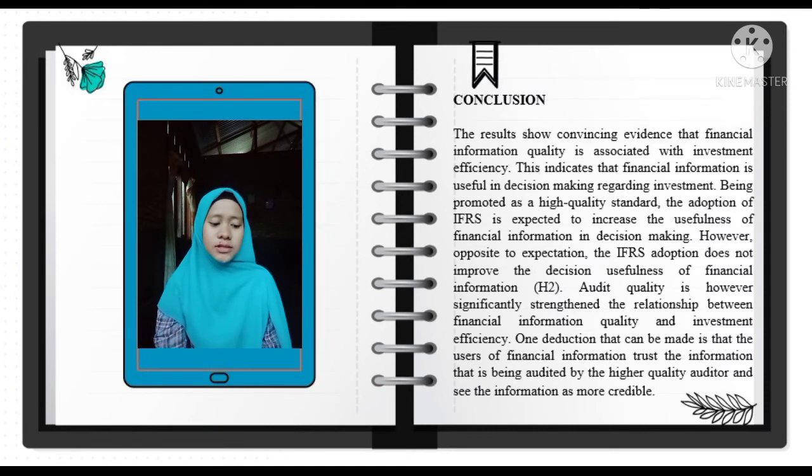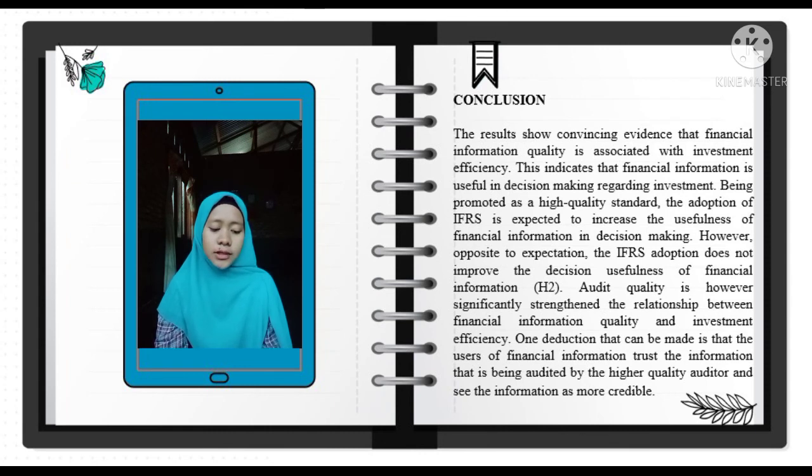Conclusion. The results show convincing evidence that financial information quality is associated with investment efficiency. This indicates that financial information is useful in decision making regarding investment. Being promoted as a high quality standard, the adoption of IFRS is expected to increase the usefulness of financial information in decision making. However, opposite to expectation, IFRS adoption doesn't improve the decision usefulness of financial information.